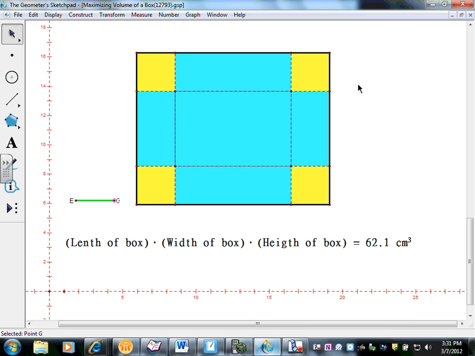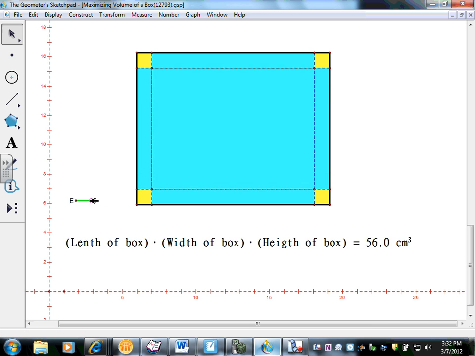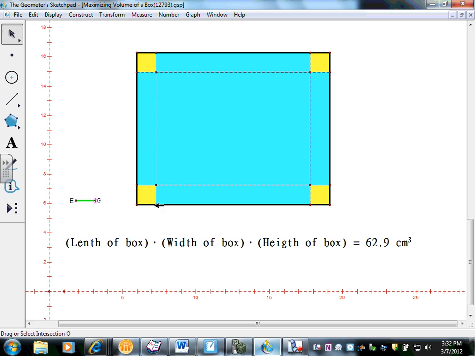This rectangle represents our piece of paper. The yellow in each corner represents the cuts that we're going to make. Okay, we'd cut in a little bit here and a little bit here and cut out that so we could fold up this box. Well, look down here at my equation, length times width times height. That's volume. It's showing it in cubic centimeters.